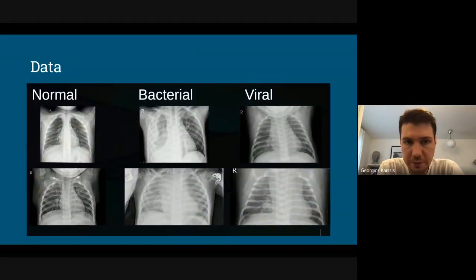These are some examples. You can see they look like your average chest X-ray, maybe with a bit more geometric distortion, which is typical for children. If you compare especially the normal and the viral ones, you'll see that they are quite difficult to tell apart. I'm a radiologist and I have difficulties telling them apart in any case.